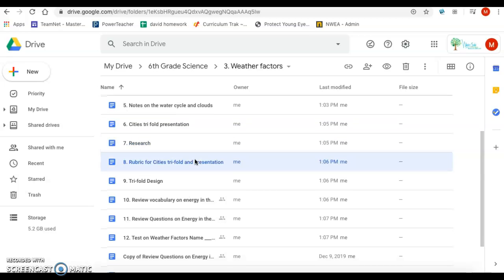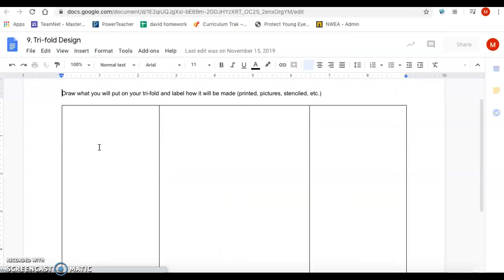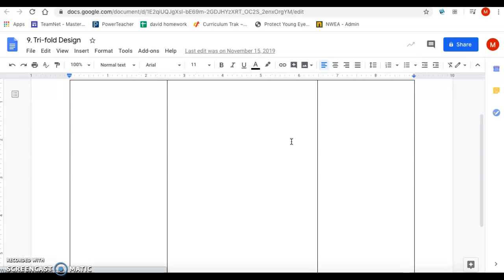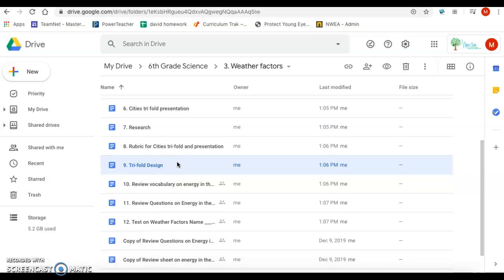Okay, rubric, we already took a look at that. Trifold design: before I gave them their trifold, they had to draw out where they're going to put the stuff, how they are going to have it, stuff like that. Boom. So that was a lot of it. Those presentations took a lot of time. They came out, I would say, decently well, considering it was the first time a lot of the kids had done a professional presentation.